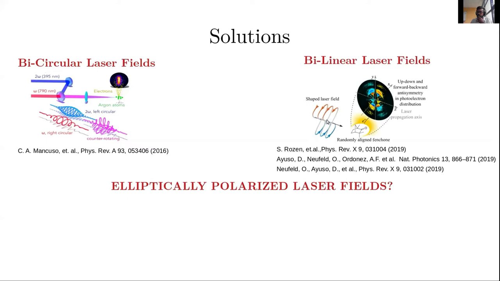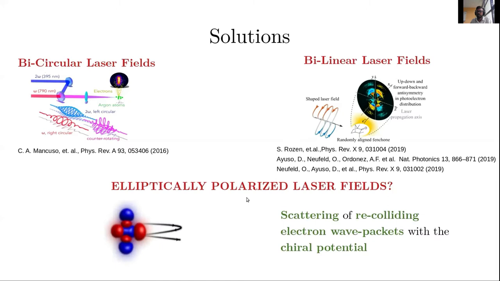Now, these sub-cycle shaped laser fields are great, but maybe we don't need them. Maybe we can simply use elliptically polarized laser fields, because even though most of the electron wave packet is driven back to the molecule, some of it will interact with the chiral potential, and hence maybe we can see some forward-backward electron asymmetry in the emission of electrons.